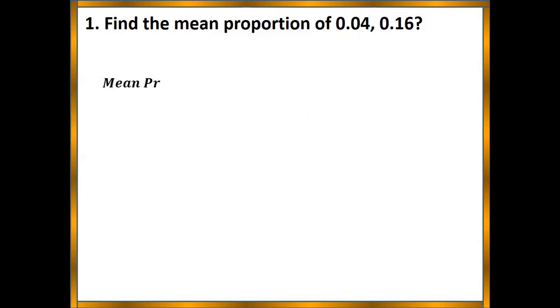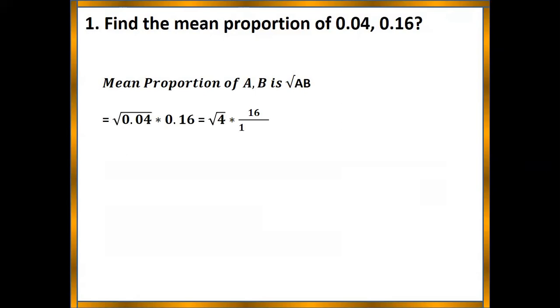So here the A value is 0.04 and the B value is 0.16. So root of 0.04 into 0.16. 0.04 means 4 by 100. 0.16 means 16 by 100. So 4 into 16, 64, under the root, over 10,000 under the root, which is 8 by 100. So 0.08.